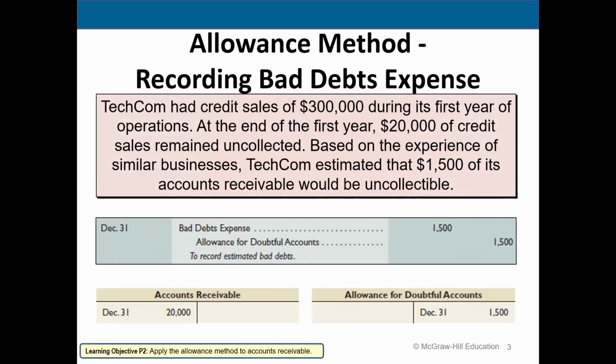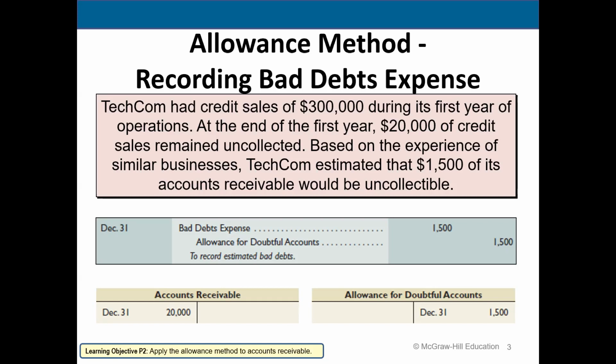So let's say that the company had $300,000 worth of sales, credit sales. At the end of the first year, they had $20,000 of credit sales that remained uncollected. All right, so we're not going to worry about the $280,000 because it was already collected. But right now we have $20,000 in accounts receivable, and we want to estimate how much of that $20,000 won't be collectible. And based on historical data, the company's estimated that $1,500 of that $20,000 won't be collectible. So what we're going to do is record bad debt expense, which will go on the income statement, which reduces our revenue.